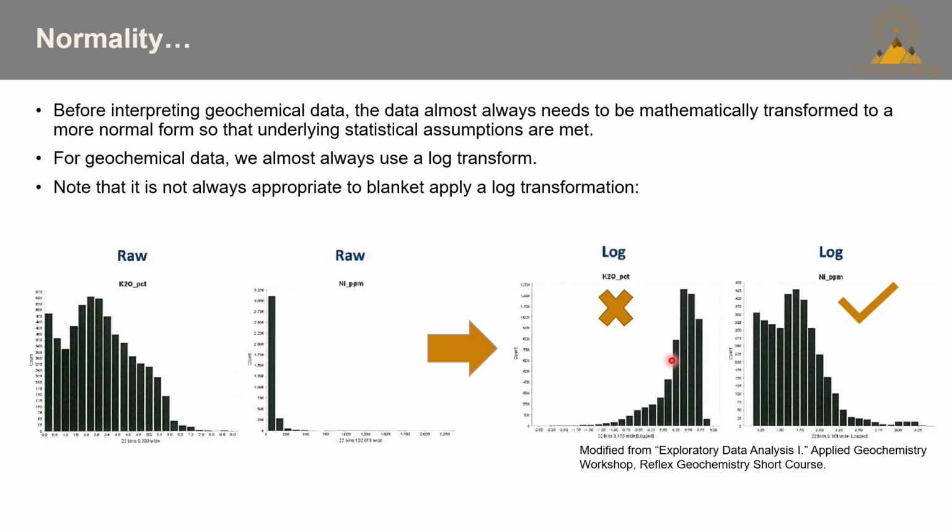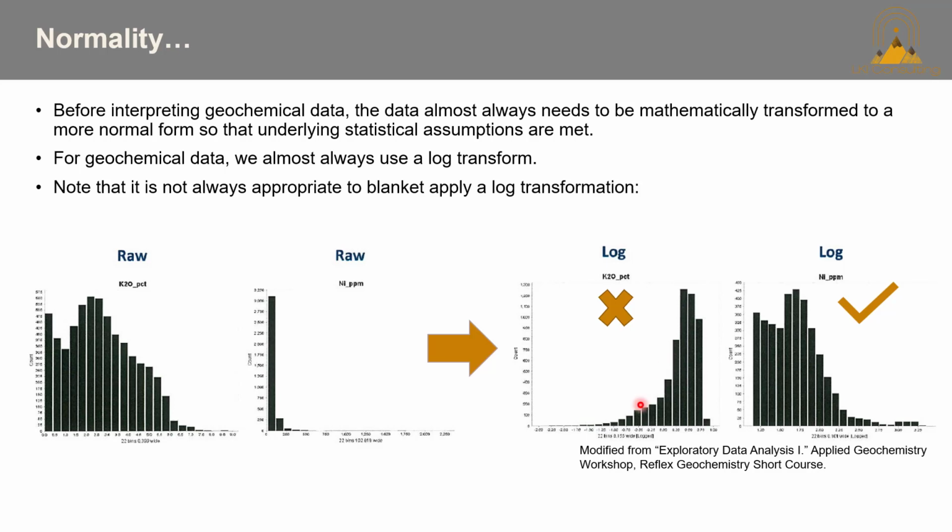Before interpreting geochemical data, the data almost always needs to be mathematically transformed to more normal forms so that the underlying statistical assumptions are met. For geochemical data, we almost always use a log transform. Note that it's not always appropriate to blanket apply a log transformation.